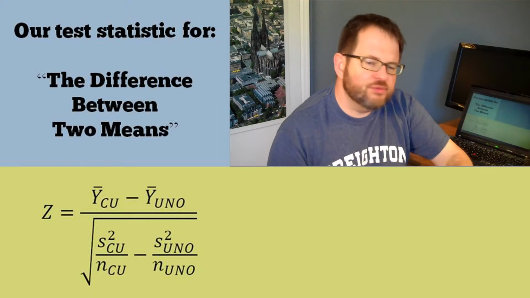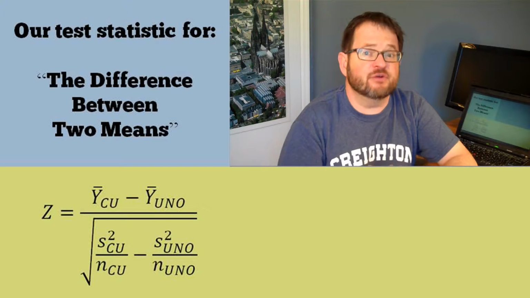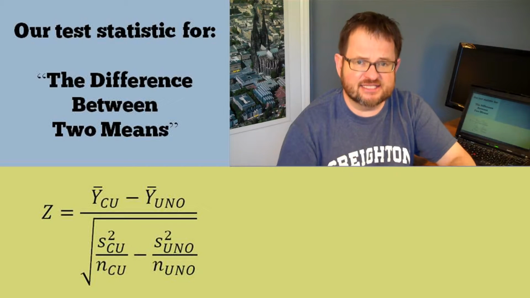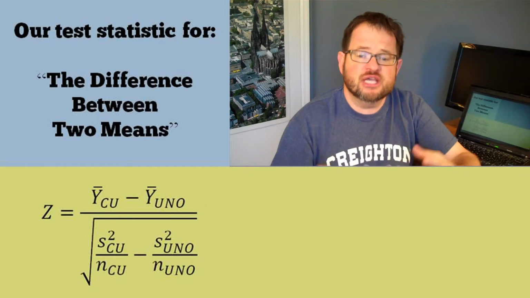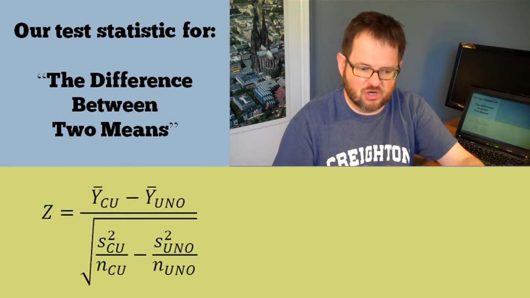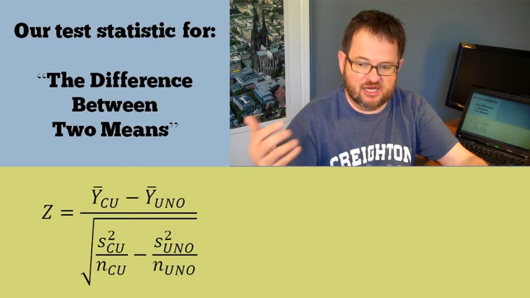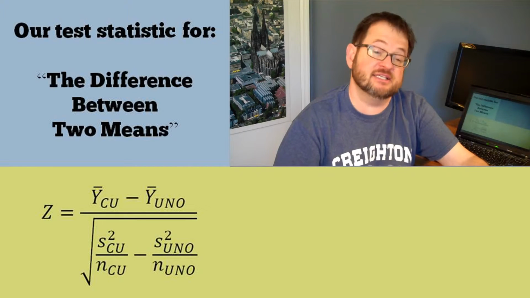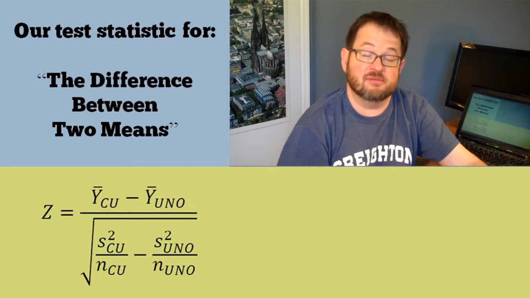Okay, so what we are doing here is we're making an inferential statistic, or a test statistic, that is going to be used to determine what is true. Are we going to reject an H0, and therefore accept the alternative hypothesis, or are we not going to be able to reject the null hypothesis?